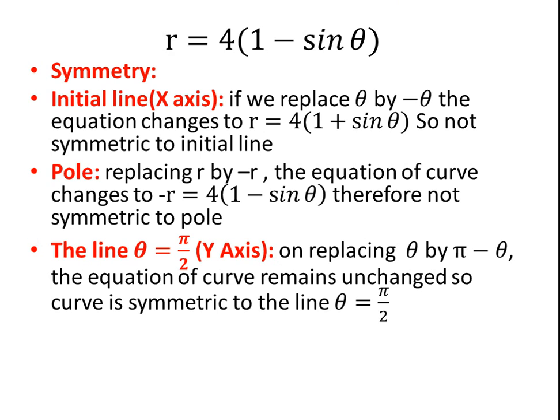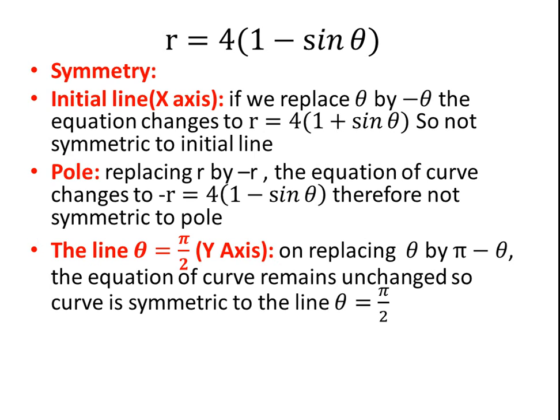Now to check the symmetry about the pole, the process is replacing r by -r. If the equation remains the same, then the curve is symmetric to the pole. If the equation is changing, then the curve is not symmetric to the pole. Now in this case, if I replace r by -r, the equation changes to -r = 4(1 - sin θ). Therefore, the curve is not symmetric to the pole.